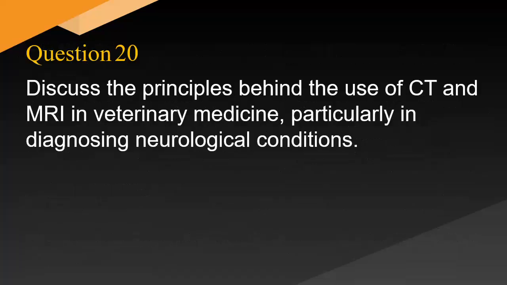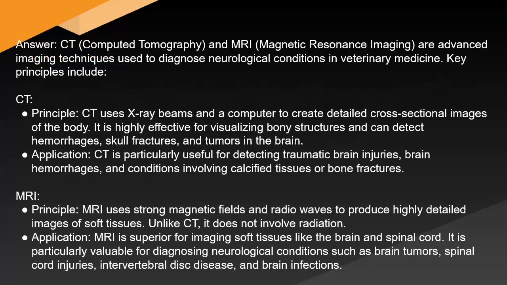Discuss the principles behind the use of CT and MRI in veterinary medicine, particularly in diagnosing neurological conditions. Answer: CT (computed tomography) and MRI (magnetic resonance imaging) are advanced imaging techniques used to diagnose neurological conditions in veterinary medicine. Key principles include CT principle. CT uses X-ray beams and a computer to create detailed cross-sectional images of the body. It is highly effective for visualizing bony structures and can detect hemorrhages, skull fractures, and tumors in the brain.